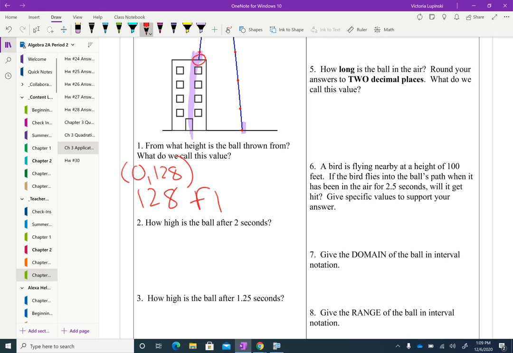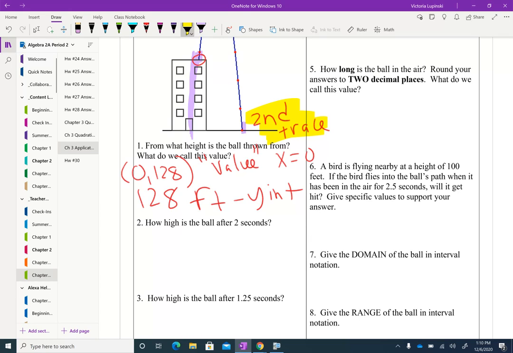128 feet is the answer. And what do we call this? This is the y-intercept. And again, as a reminder, what did we do on the graphing calculator? We chose the value button. We made x equals 0. And the way that we did that is hitting second, trace. And again, that's going to kind of be the options most of the time. That's where all the good stuff lives.